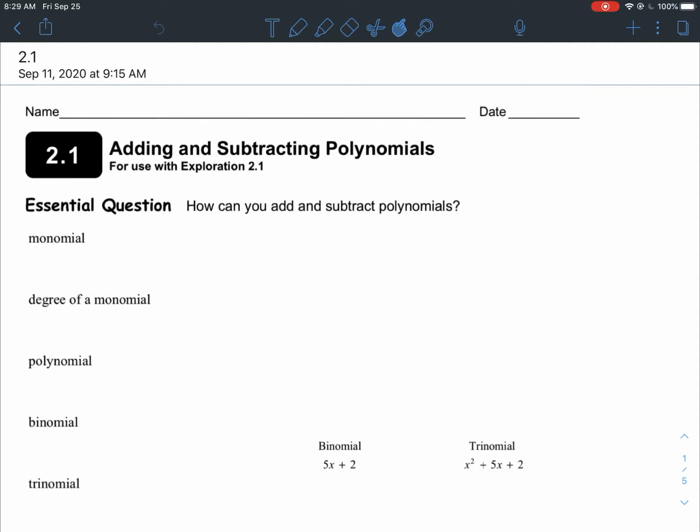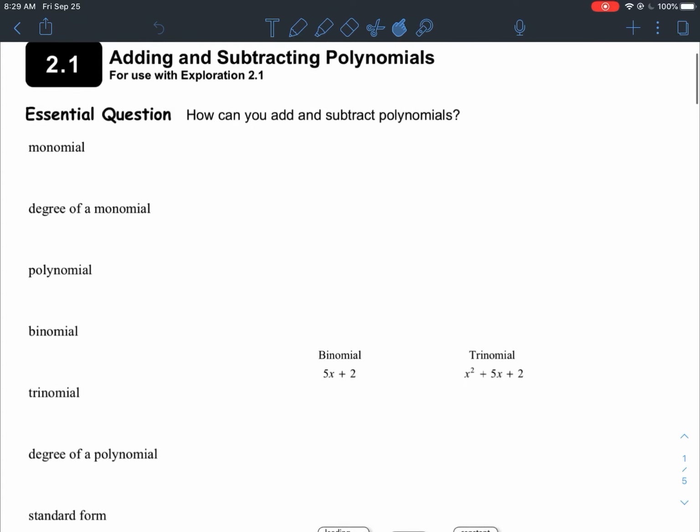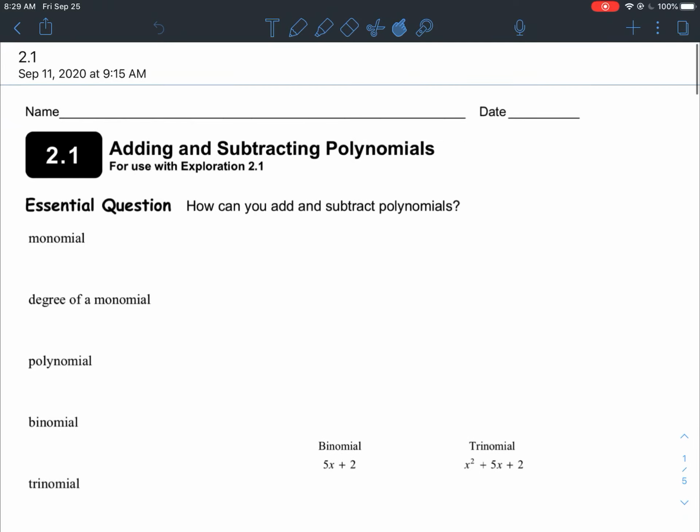Alright, so this week we'll be covering 2.1, and we're getting into some new territory here. We're talking about polynomials, and before we start talking about polynomials and what we do with them, let's try and define some of the terms that we'll be using, okay?